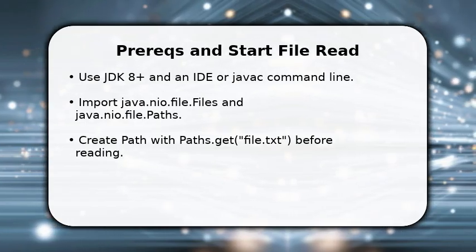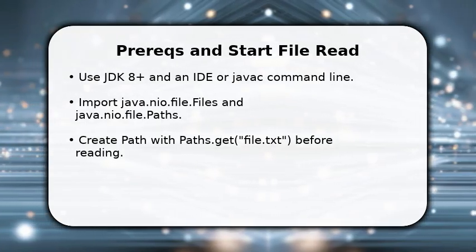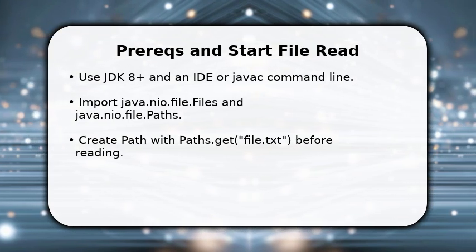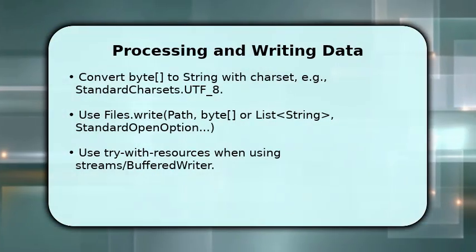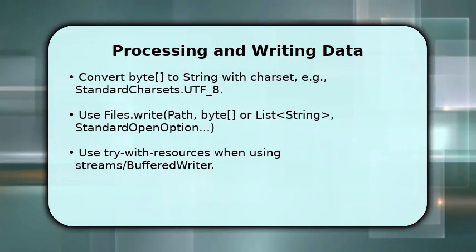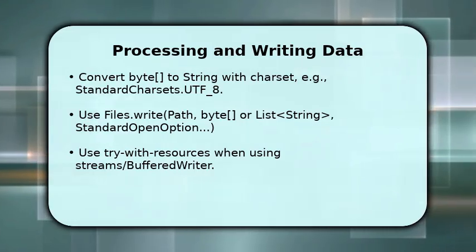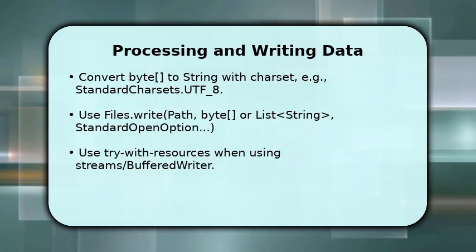Make sure to handle IOException immediately so the process doesn't crash when the file is missing. Once you have file contents, convert bytes to a string with StandardCharsets.UTF_8 if you need text, because correct charset prevents mojibake.